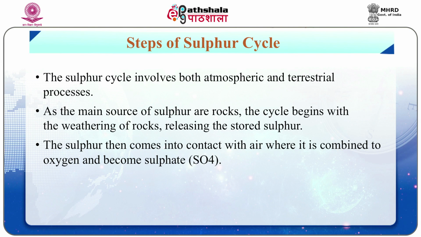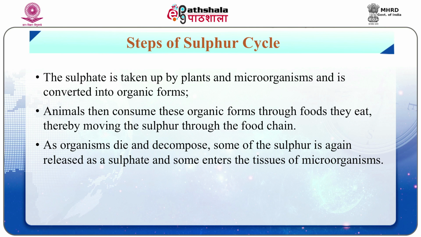Steps of the sulfur cycle. The sulfur cycle involves both atmospheric and terrestrial processes. As the main source of sulfur is rock, the cycle begins with the weathering of rock, releasing the stored sulfur. The sulfur then comes into contact with air where it is combined with oxygen and becomes sulfate. The sulfate is taken up by plants and microorganisms and is converted into organic forms. Animals then consume these organic forms through food they eat, thereby moving the sulfur through the food chain. As organisms die and decompose, some of the sulfur is again released as sulfate and some enters the tissue of microorganisms.